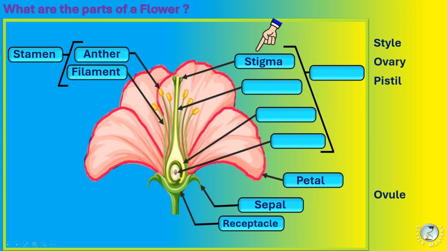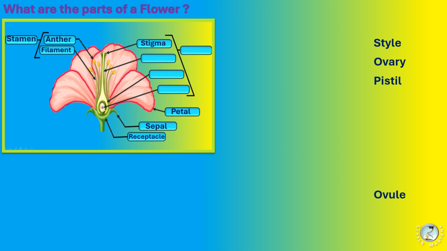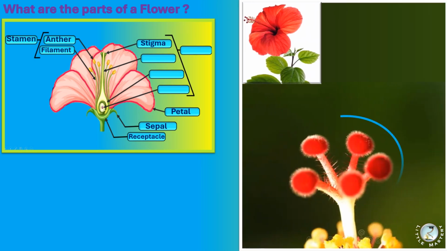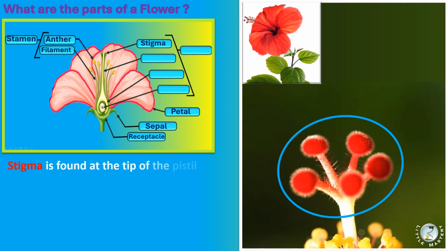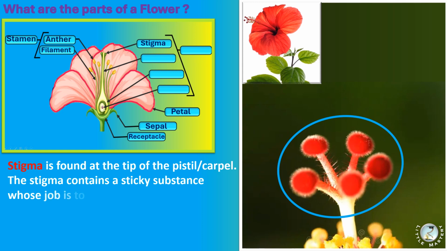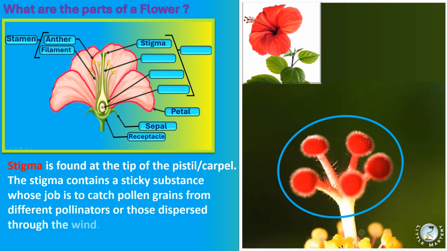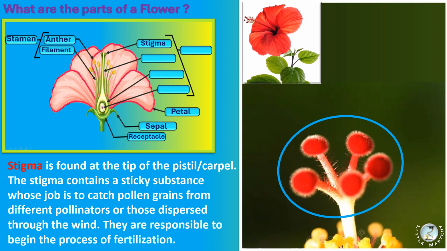Stigma. Stigma is found at the tip of the pistil or carpel. The stigma contains a sticky substance whose job is to catch pollen grains from different pollinators or those dispersed through the wind. They are responsible to begin the process of fertilization.